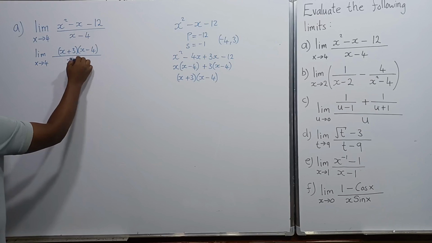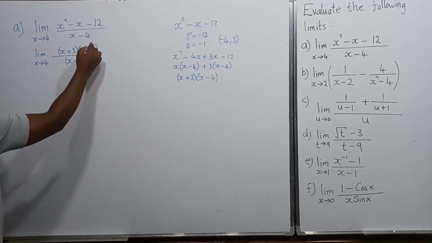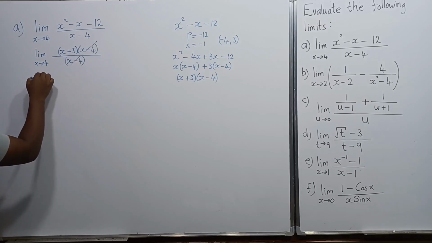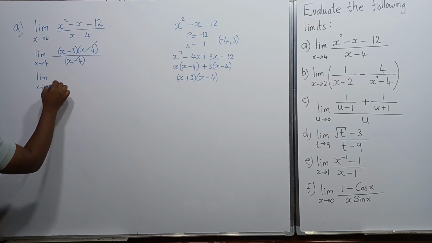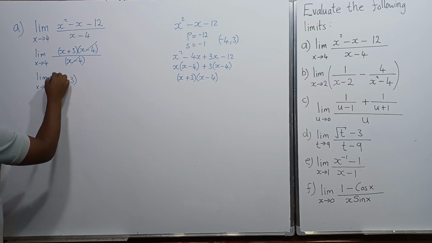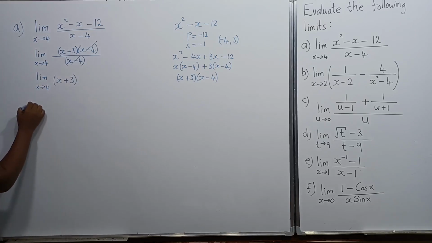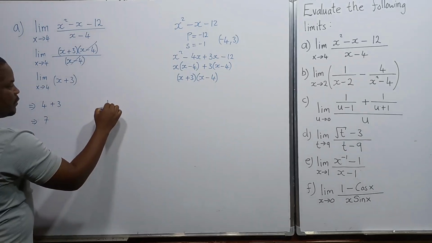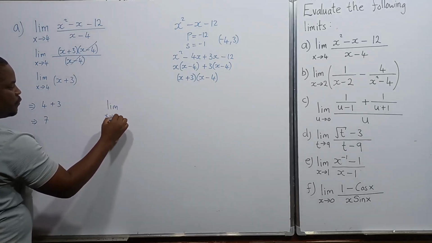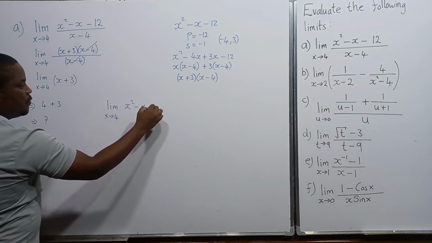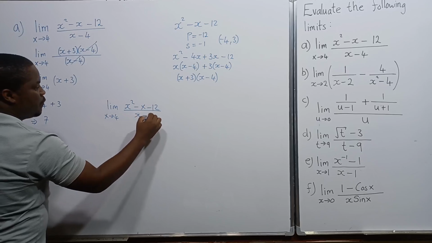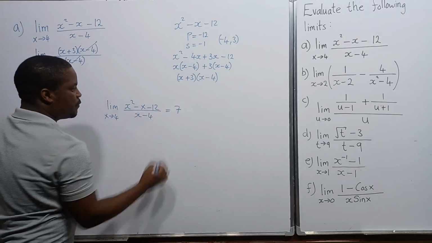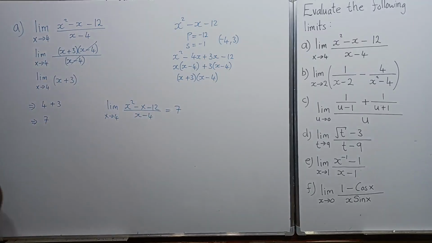The denominator is x minus 4. So we can clearly see that this cancels with this, leaving us with the limit as x approaches 4 of the function x plus 3. Then now we can go ahead and apply the limit. So where there's x, we replace with a 4 and we add that to the 3, and hence our answer is just 7. So we can represent our answer as the limit as x approaches 4 of this function over x minus 4 will approach 7. So that's our answer for the first one.